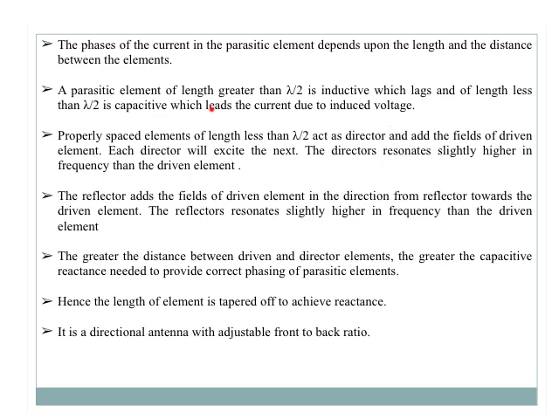Whenever the parasitic element has length greater than lambda by 2, we say that it is inductive. It means the director is inductive and it lags, whereas the one having length less than lambda by 2 is capacitive. It means we are speaking about the reflector, which leads the current due to the induced voltage.